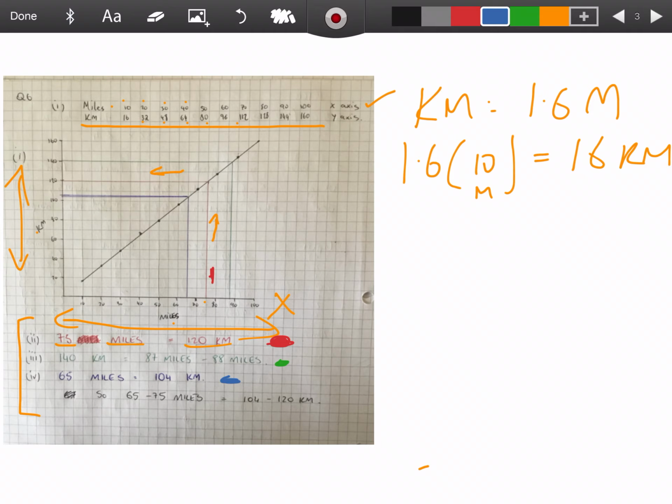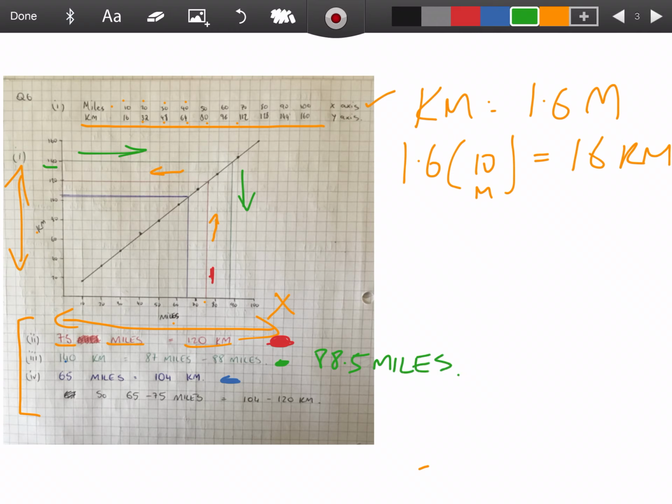It's asking you there for 140 kilometers, and the green one, so the same idea, but we're doing it the other way around. I go from 140 on my kilometers axis. I go across in a straight line until I hit the graph, and then I go down in a straight line until I hit the axis again. And I'm looking at 87, 88 point miles. If you want to be very specific, you can say 88.5, no problems. Alright, so it's somewhere around there.